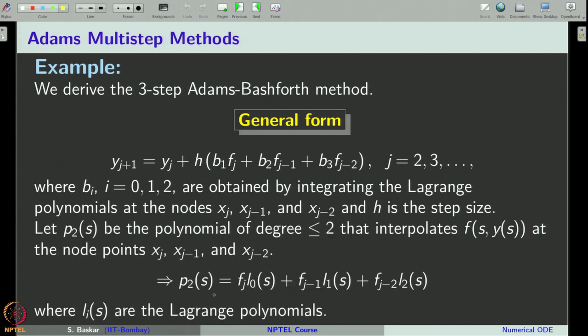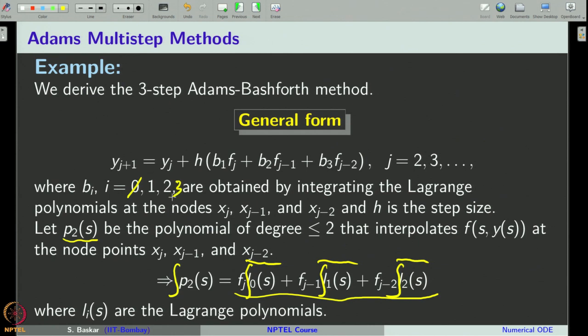As I told, we have to approximate the integrand by the quadratic polynomial interpolating the function f at the node points xj, xj-1 and xj-2, and in the Lagrange form p2 of s is given like this, where Li's are the Lagrange polynomials. And now, you can see that if you take the integral, you have to perform these 3 integrals in order to get b1, b2 and b3.